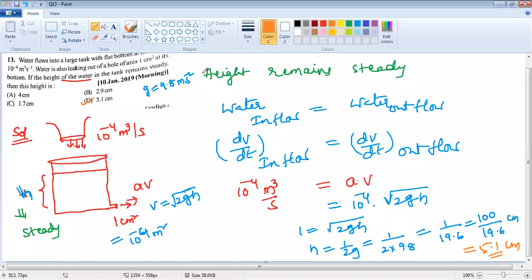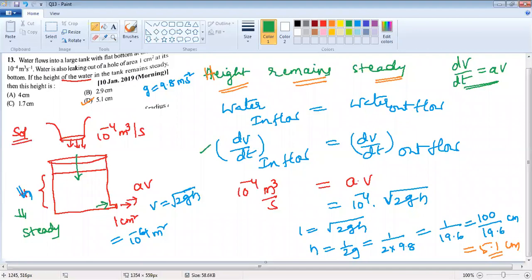Here the concept we are using is that height remains stationary. This is the important point. Height remains stationary means steady, means remains constant, means however much water flows into this tank, the same amount will flow out. So the inflow and outflow will be equal, then the height remains constant. Using the concept dV by dt, the inflow is already given, and the outflow is the area of cross section into speed. Do you remember that?